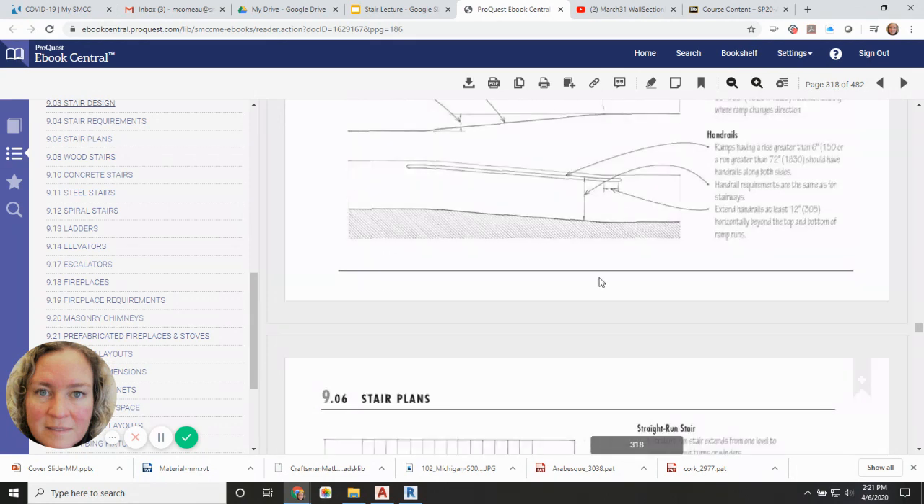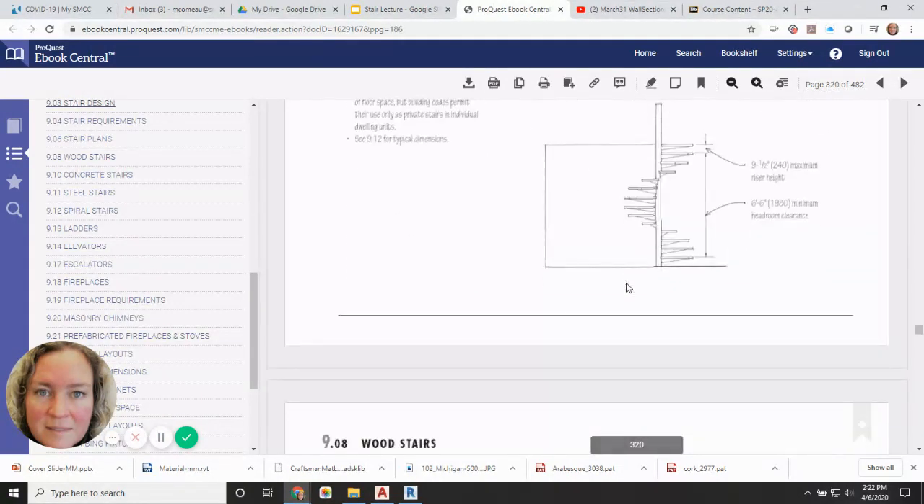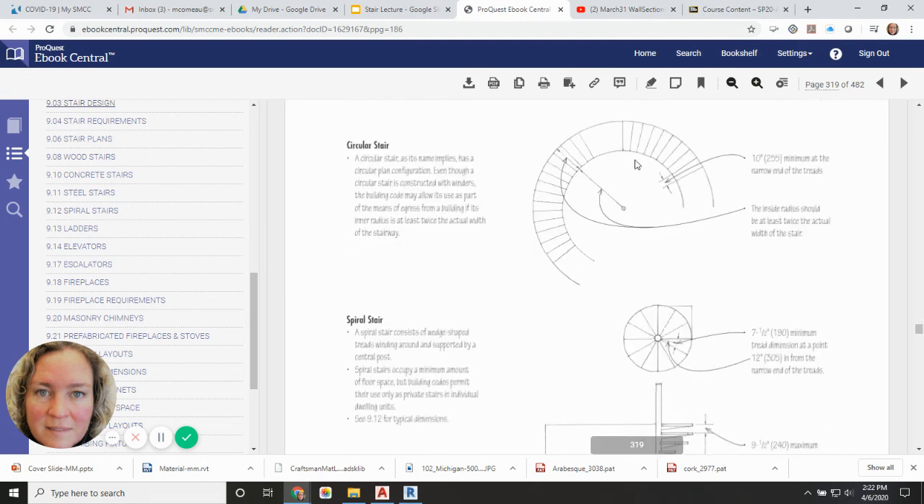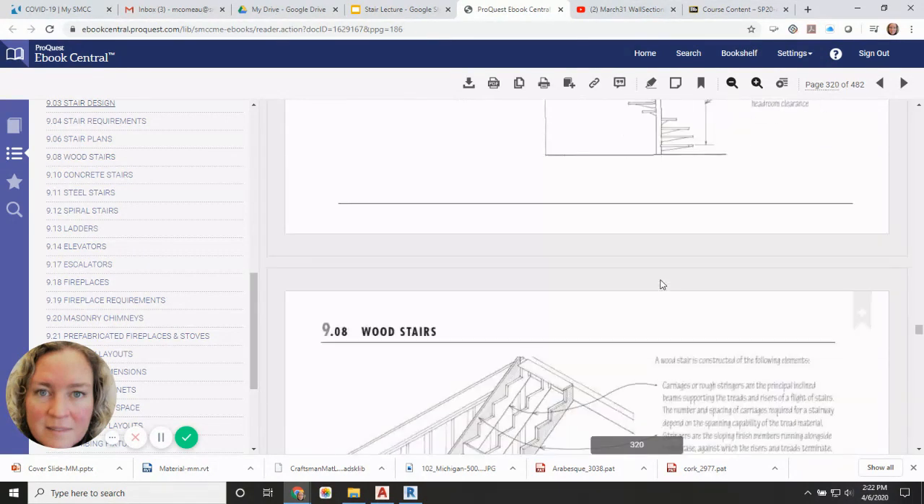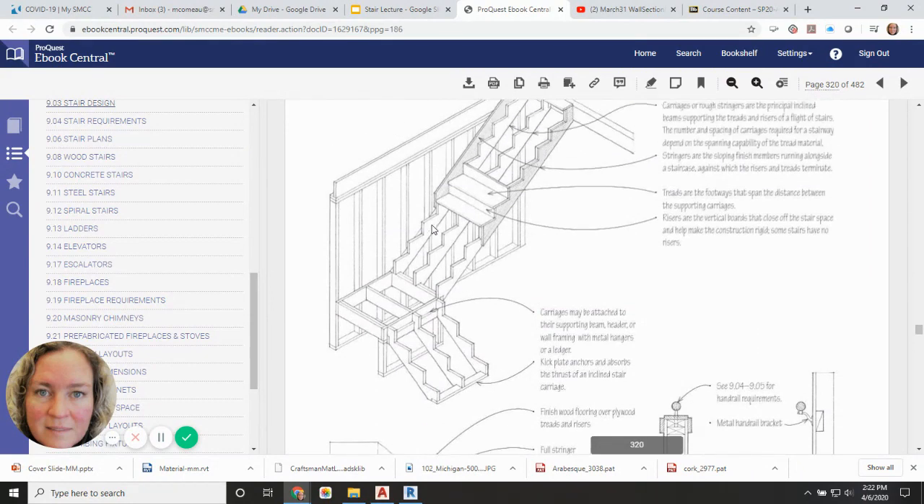We're going to see what that nosing looks like in residential applications. It looks like this. These are different stair designs and configurations. So we have an L-shaped set of stairs, but this one's an L-shaped set of stairs with winders, circular stairs, spiral stairs. But this really shows and illustrates the typical residential construction for wood stairs. So these are stringers.